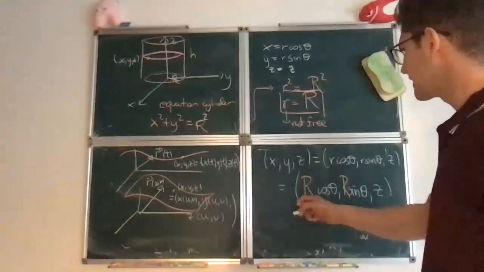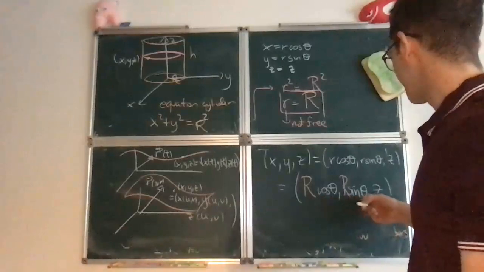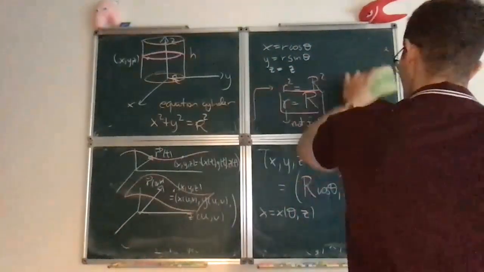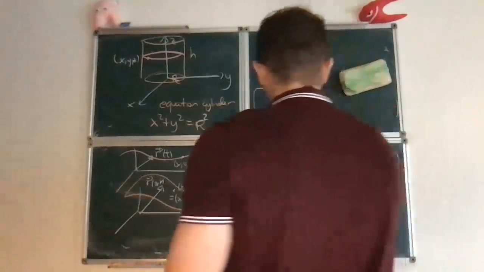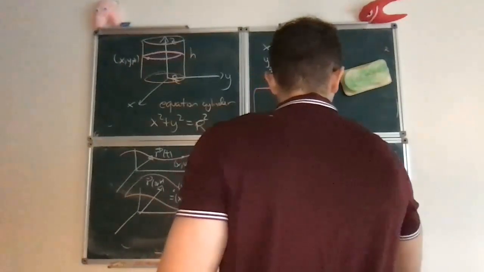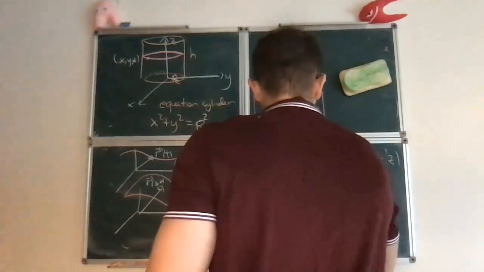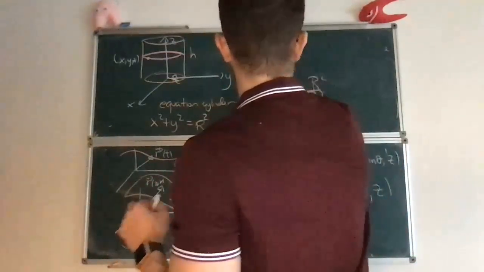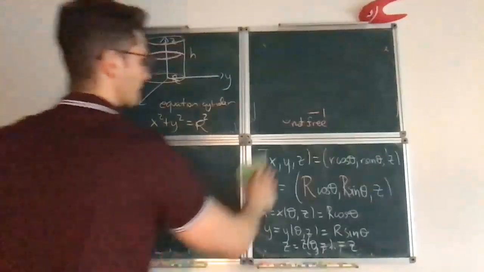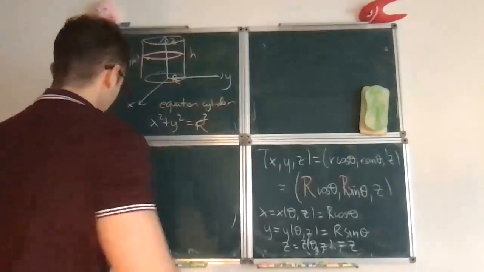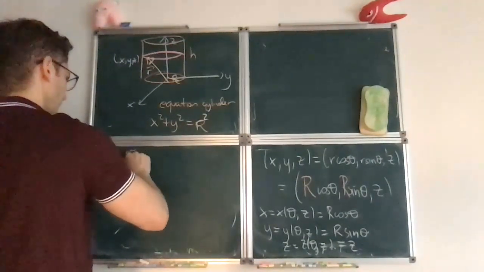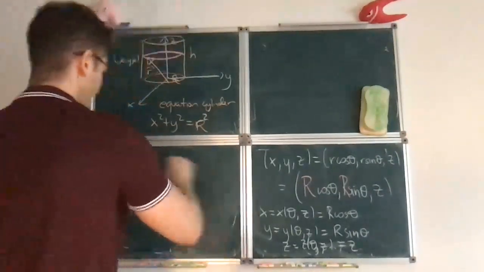And so what this really says is that this is a parametrization of the cylinder in terms of theta and z. So you can think of x as a function of theta and z, which is R cosine of theta. Then you can think of y as a function of theta and z, which is R sine of theta. And then you can think of z as a function of theta and z, which is just z. And so the point is that the position vector of the cylinder is really a function of two variables, and it gives you that expression.